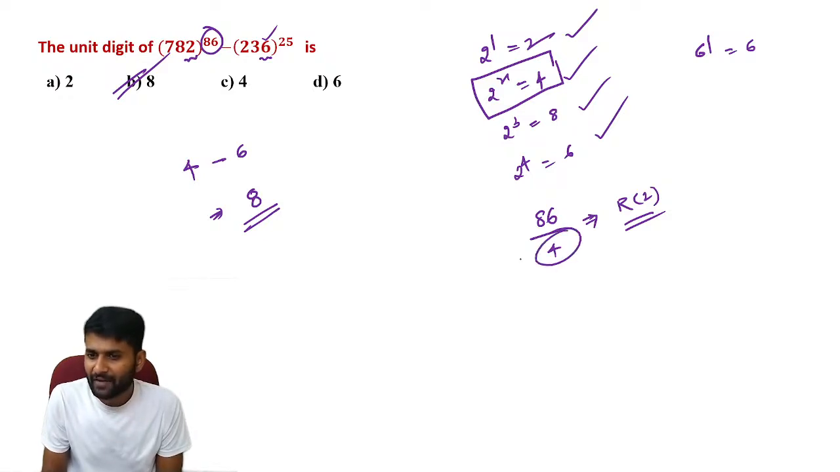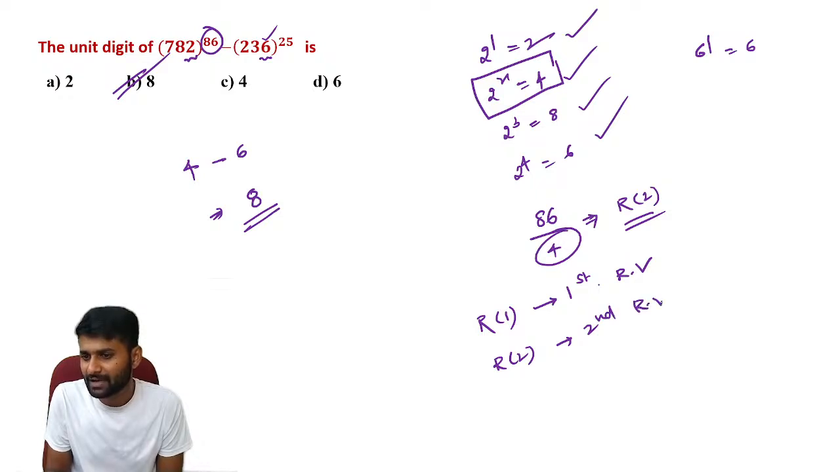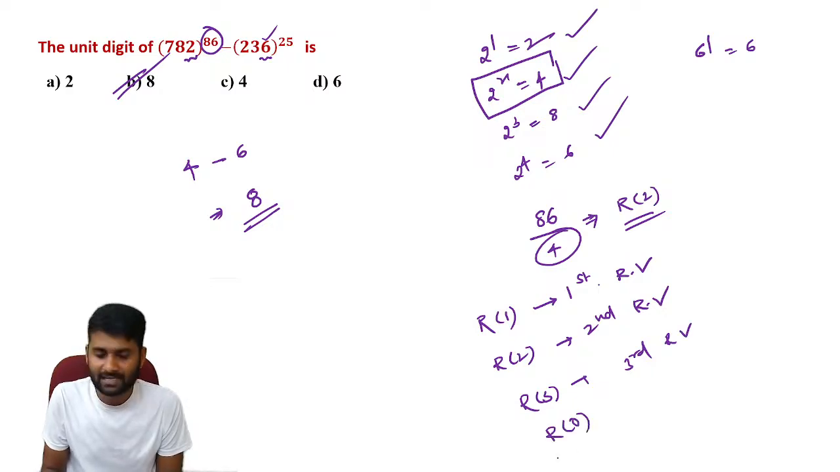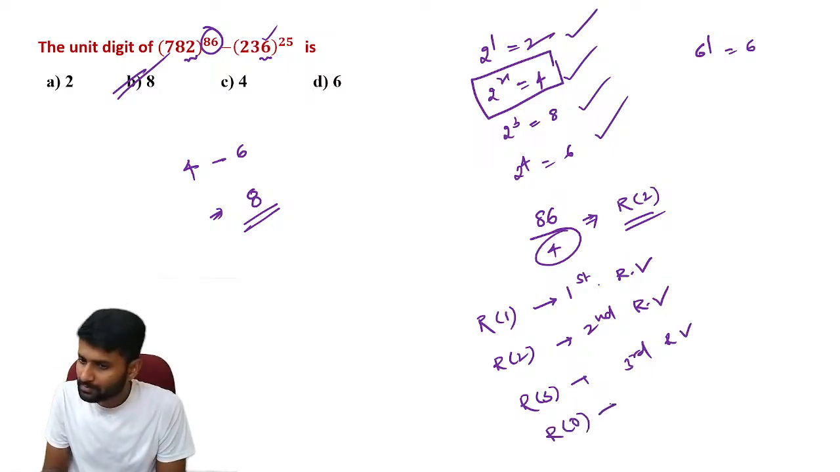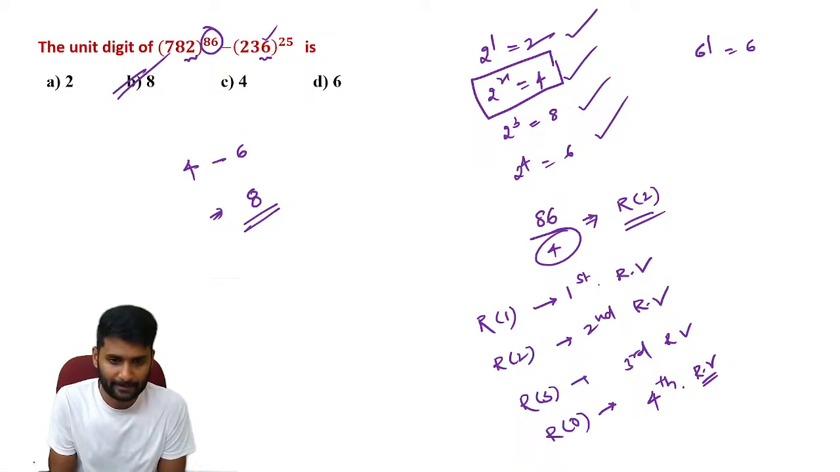Remember guys, if any number is divided by 4 and you get remainder 1, answer is the first repeated value. If remainder is 2, answer is the second repeated value. If remainder is 3, answer is the third repeated value. You never get 4 as a remainder. Instead of 4, you will get 0 remainder. If you get 0 remainder, answer is the fourth repeated value. So remember this point. Let me give one more example for better understanding.